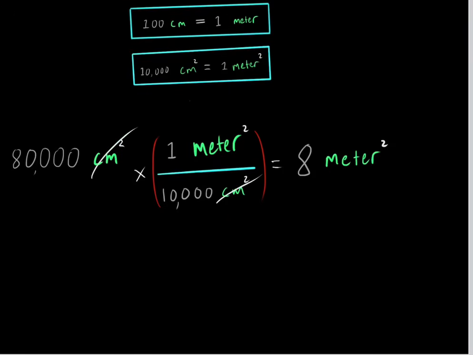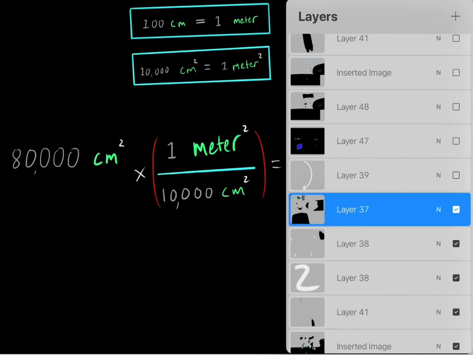So now we have our conversion factor squared, and the units cancel. We're left with our answer in meters squared, and we just do the math. 80,000 times 1 divided by 10,000 equals 8. So now we know 80,000 centimeters squared equals 8 meters squared.